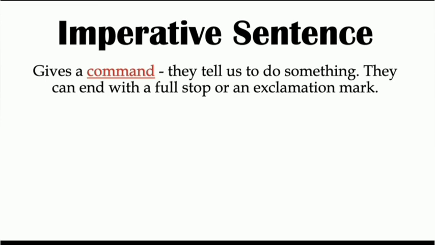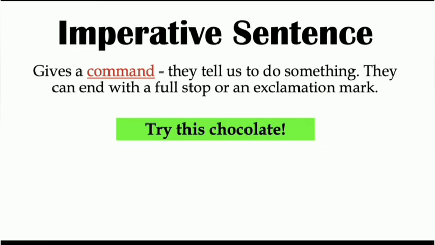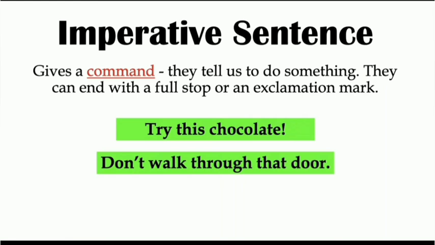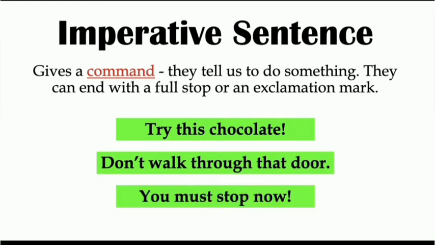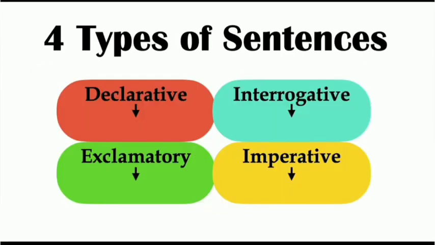An imperative sentence gives a command. They tell us to do something. They can end with a full stop or an exclamation mark. For example, try this chocolate. Don't walk through that door. You must stop now. All these examples include a command, and so they are examples of imperative sentences. Here is a summary of the 4 types of sentences.